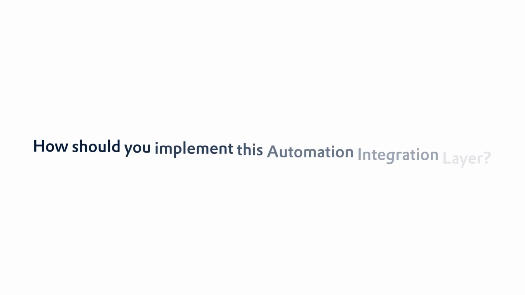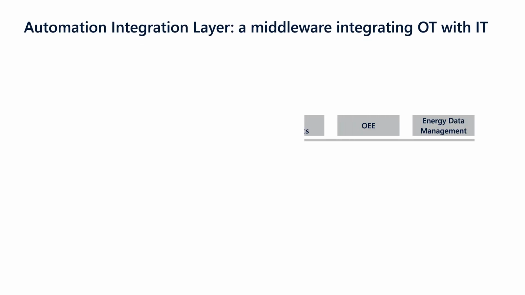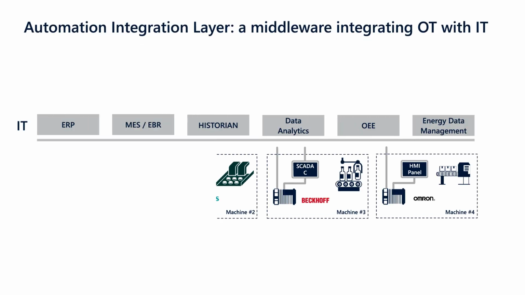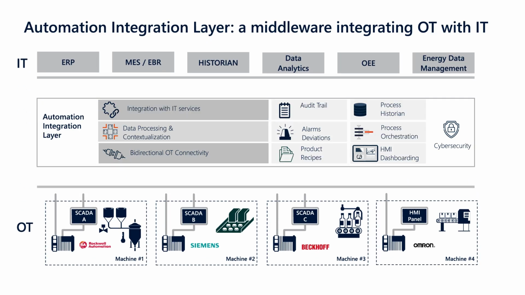How should you implement this automation integration layer? Through the Xenon software platform, it's possible to implement a modular and scalable middleware solution, also known as the automation integration layer. Xenon offers a wide variety of connectivity options to integrate with existing machines, PLCs, including legacy PLCs like Simatic S5, and field equipment. It overcomes data integration issues between existing applications, becoming a bridge between hardware and software.